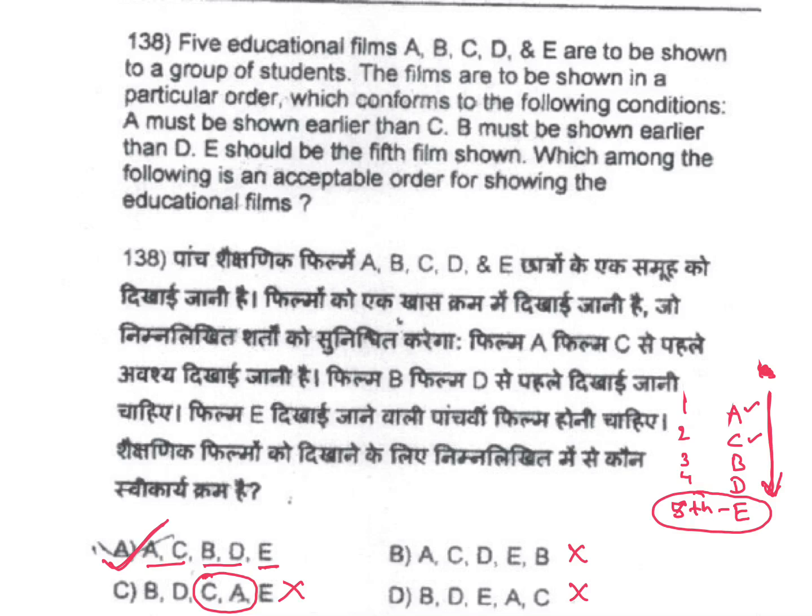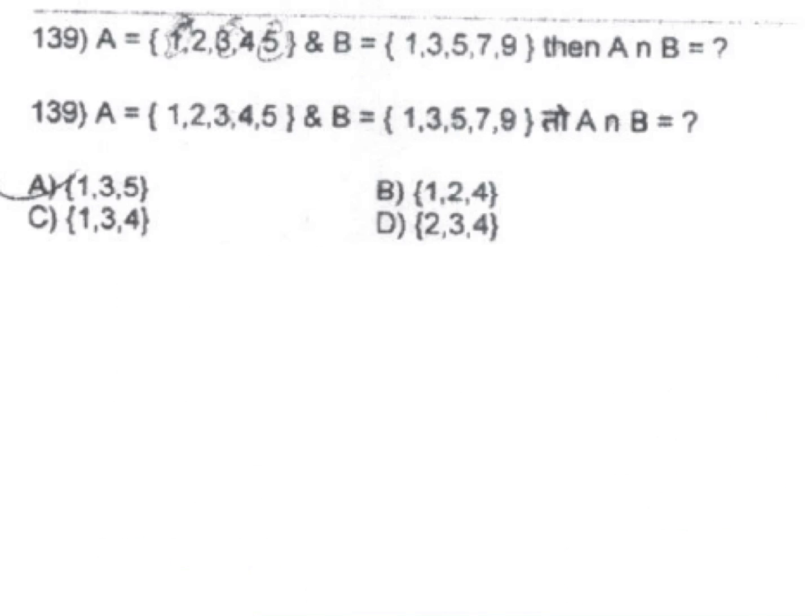Set A is 1, 2, 3, 4, 5. B is 1, 3, 5, 7, 9. Then A intersection B equal to how much? 1 is here, then 3, 3, 5, 5. So 1, 3, 5. A is the answer.